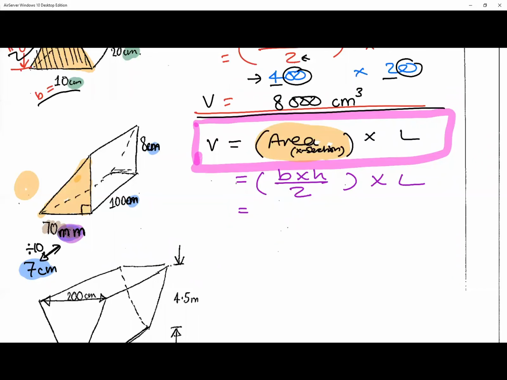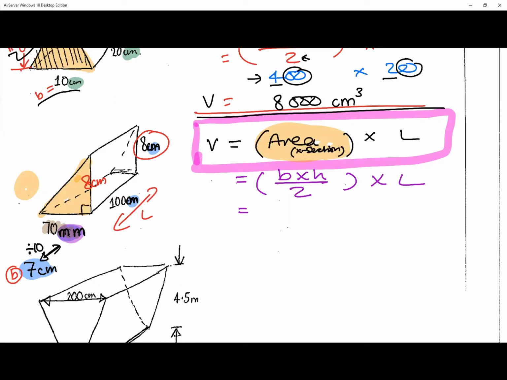Okay, so we changed the 70 millimeters into centimeters first. Good. Now let's label up our diagram. So we have the 7 centimeters is our base. The 8 centimeters at the back is our height at the front. And then we have a length of 100.